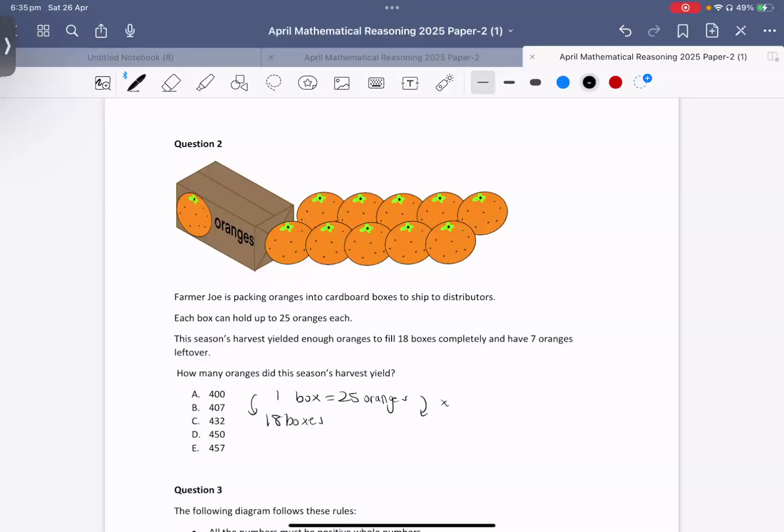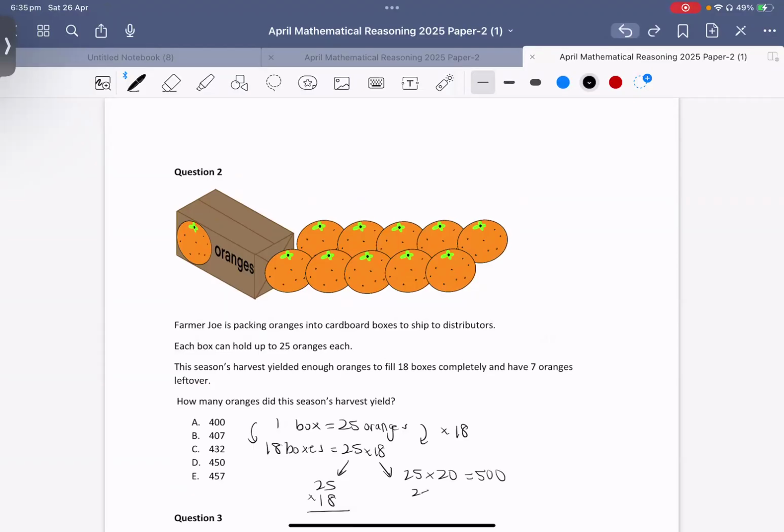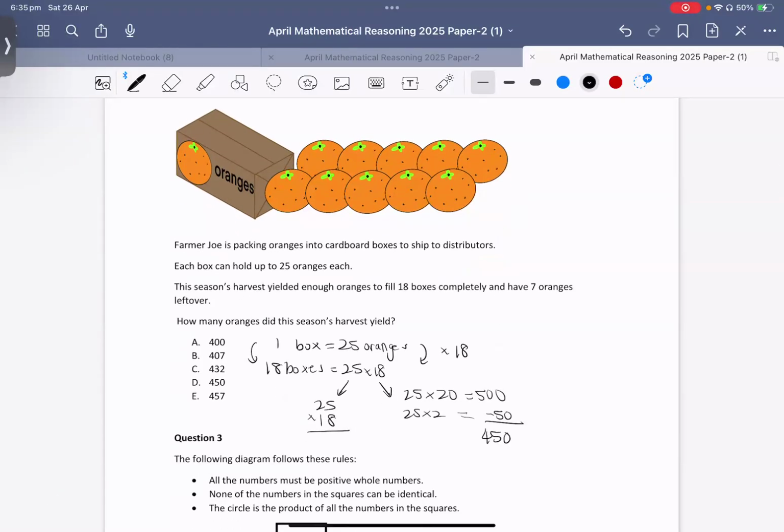So if one box is 25, then 18 boxes would be 25 times 18. Now, there are 2 ways to do this. The first way is you can do your whole algorithm multiplication, but in my opinion, it usually takes a little bit longer. How you guys can think about this is, yes, you can do your algorithms, which if you're comfortable with, go ahead. But the other way you can think about it is 25 times 20, we know is 500. And that's just 2 lots of 25 less than 25 times 18, right? And we know that 2 times 25 is 50. So all we need to do is subtract 50 off the 500, and we end up with 450.